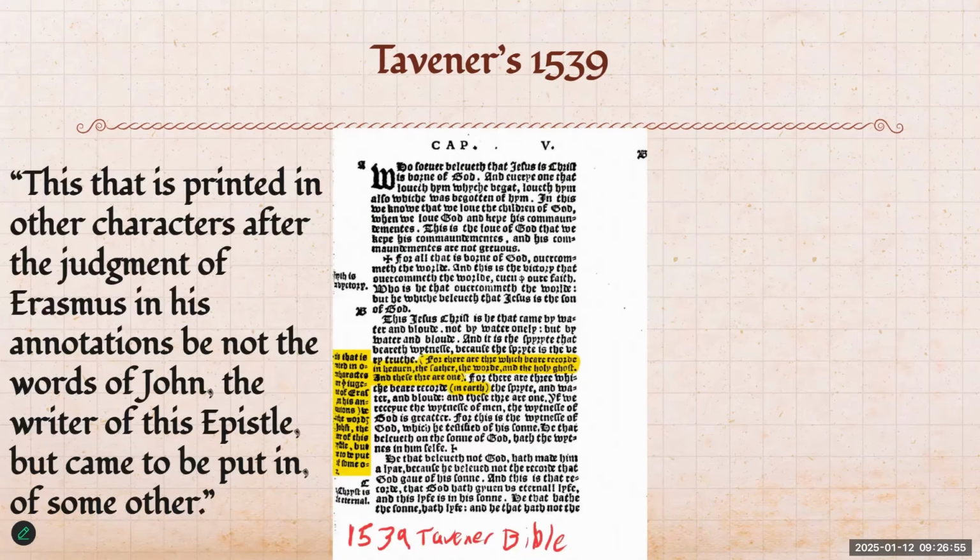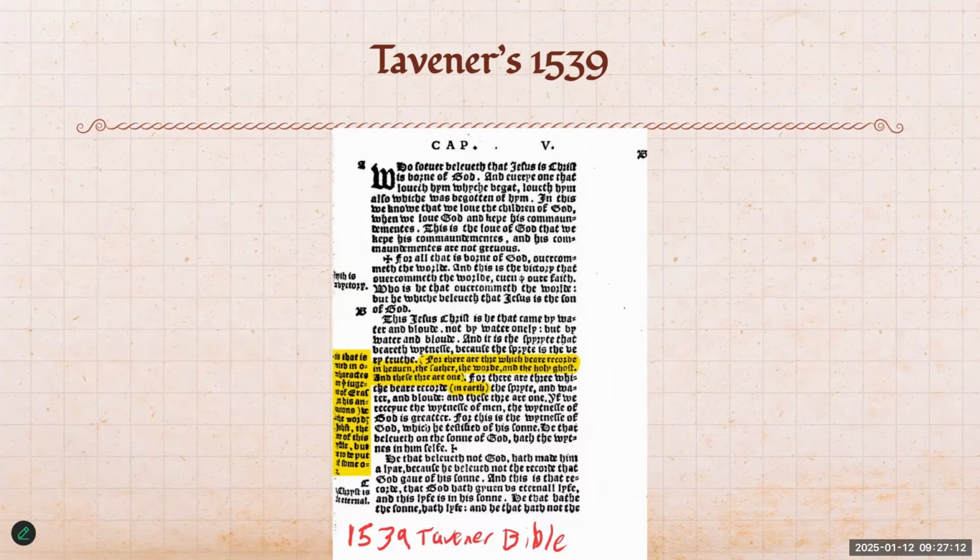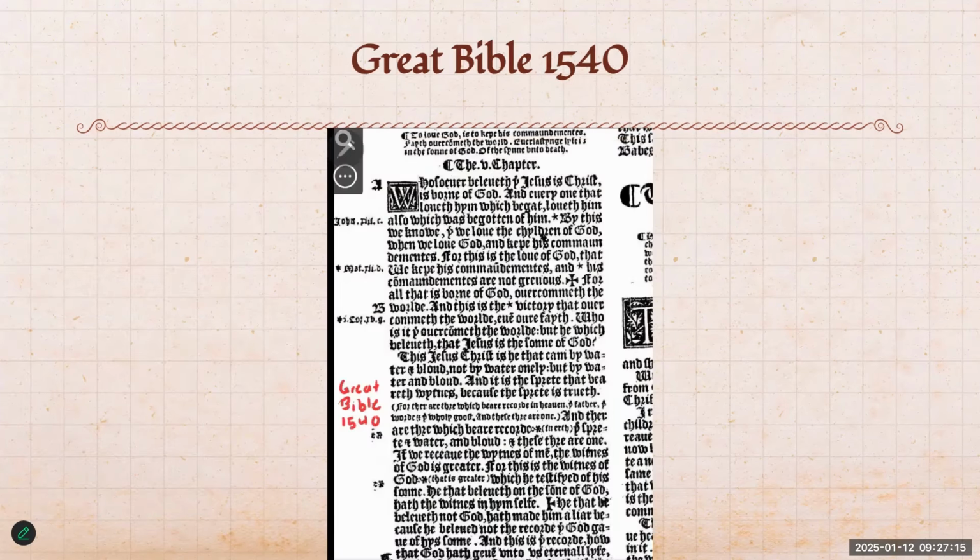Taverner's Bible, here we go. Taverner's Bible does the same thing with a footnote that says that what is printed in other characters, after the judgment of Erasmus in his annotations, be not the words of John, the writer of this epistle, but came to be put in by some other. That's Taverner's. I think that's a good note. And then the last one is the Great Bible that still brackets it and puts it in small font, and we don't get a Bible that doesn't distinguish it from the rest of the text until the Geneva Bible, and the Bishop's Bible and the KJV follow the Geneva in that practice.